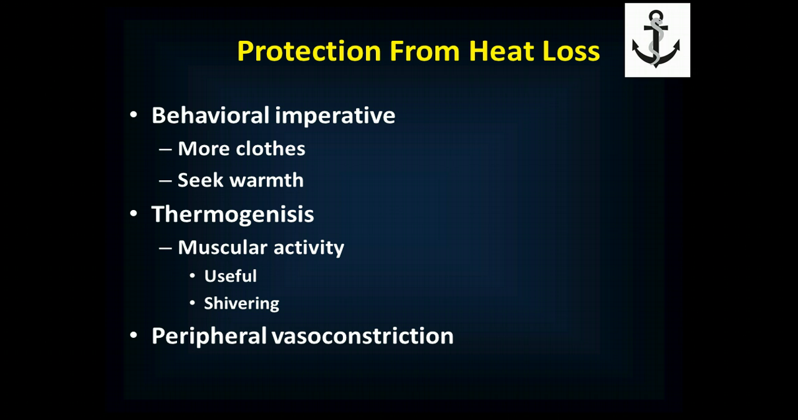We also narrow down our blood vessels peripherally. We get peripheral vasoconstriction. And what peripheral vasoconstriction does is it decreases blood flow to our larger surface area to volume ratio appendages, that is, our arms and our legs. So we decrease blood flow to high surface area parts of our body, and that decreases our heat loss as well, since the blood is carrying the warmth, the heat that's generated in our core from a lot of our metabolic processes.